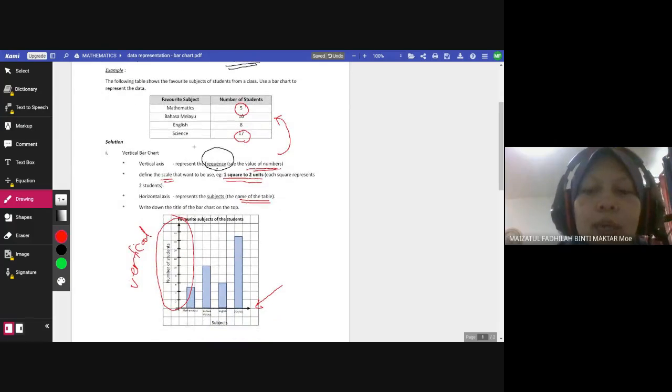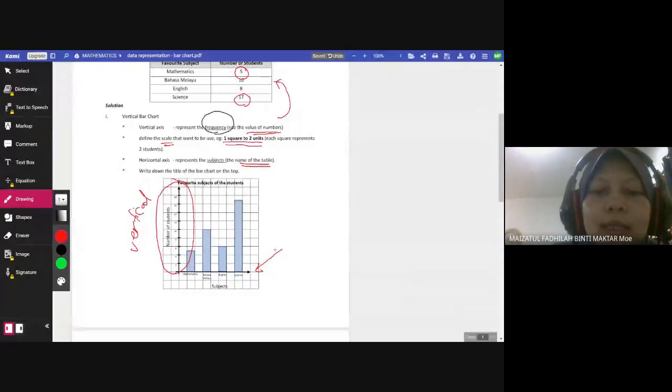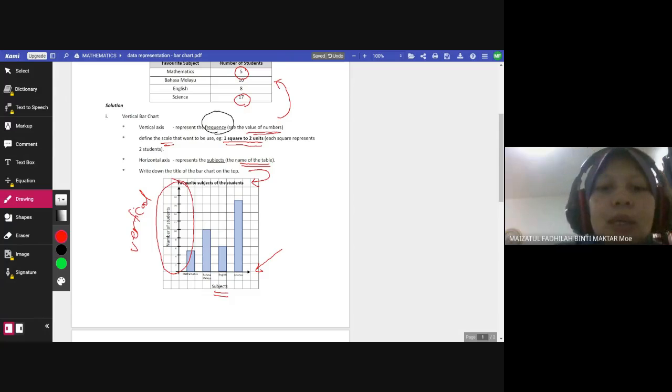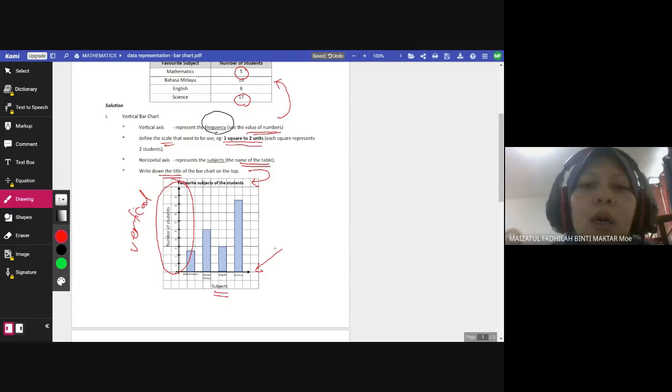Take the short one. For the very main topic, name the horizontal axis. My subject is very simple; do not take a very long sentence. Then it's very important: please write down the title of the bar chart on the top. If you forgot to write down the title, you miss a lot of marks here, because your chart is not completed.